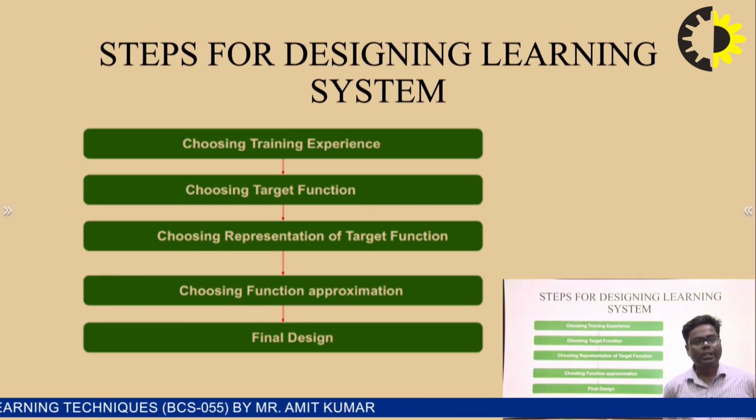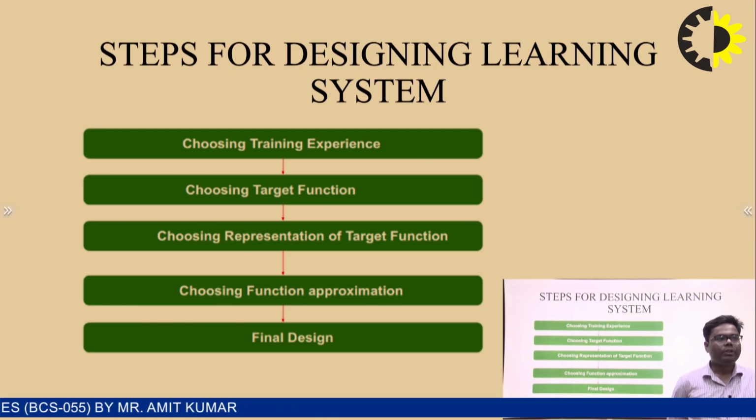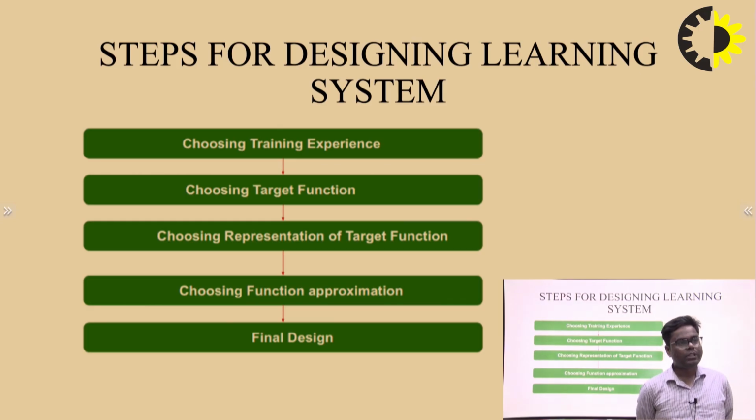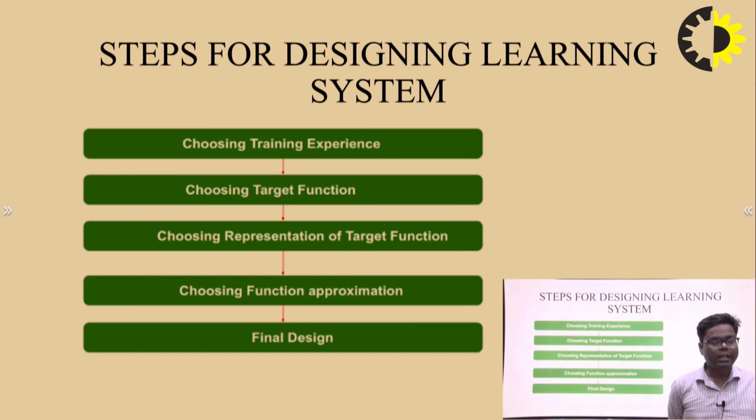Now, the next one is the steps for designing a learning system. There are five steps for designing a learning system. First is choosing the training experience, second is choosing the target function, third is choosing the representation of the target function, fourth is choosing a function approximation, and the fifth is the final design. It means if you choose the right training experience data set, then the target functions are good, and if the target functions are good, you can choose the representation of the target function, and after that the function approximation is done, and the final design is completed.